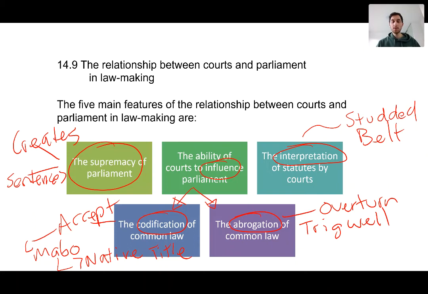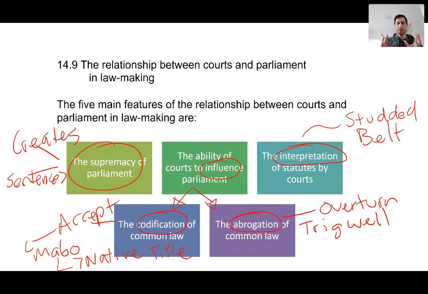In the Trigwell case, courts were looking at a possible negligence case. A farmer's sheep had wandered onto the road and caused a car accident, and somebody had died. The farmer was being sued for negligence, and basically the court said, well, precedent says that this farmer's actually not responsible for their sheep. We don't think it's a particularly good precedent, but we're not going to change it because we think Parliament's in a better place to make some sort of change in this area. And so court kept this old and outdated precedent.